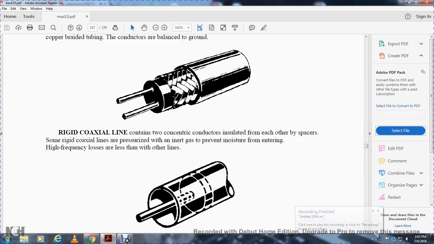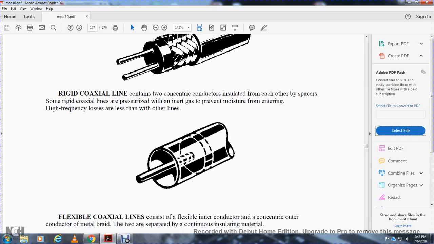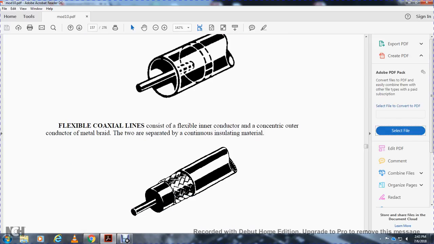Rigid coaxial line contains two concentric conductors insulated from each other with a spacer. Some rigid coaxial lines are pressurized with an inert gas to prevent moisture from entering, which would cause high frequency loss. Flexible coaxial lines consist of a flexible inner conductor with a concentric outer conductive metal braid. The two are separated by continuous insulating material.